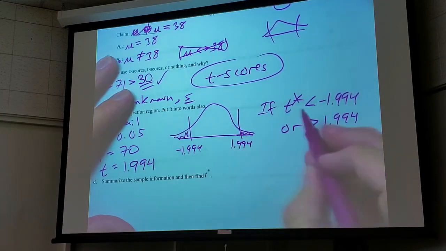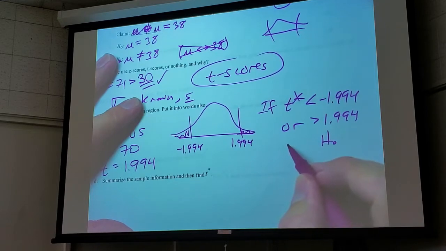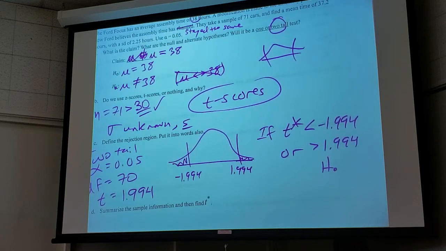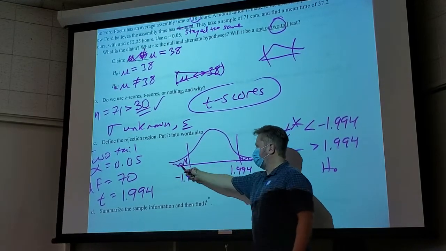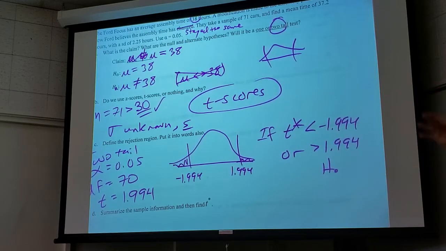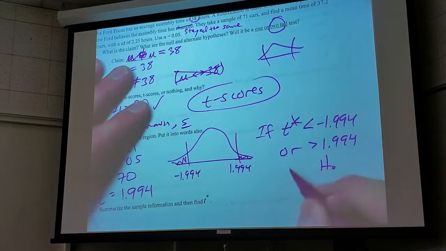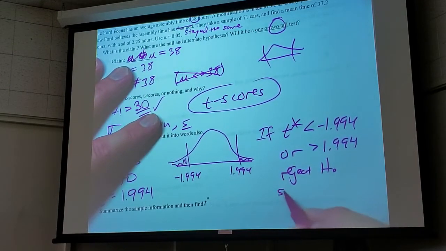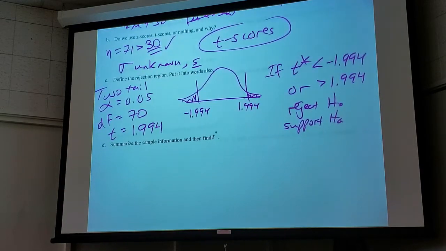So if I do get in there, then I can do what with the null? Fail to reject. No. What? So again, the null thinks, in this case, it's equal to 38, yes? Okay. So the null thinks it's in here. So if we get out there, it looks like that guy is wrong. We can reject it. Reject. Which also, at the same time, means support the alternative. If I reject the one, I can support the other.